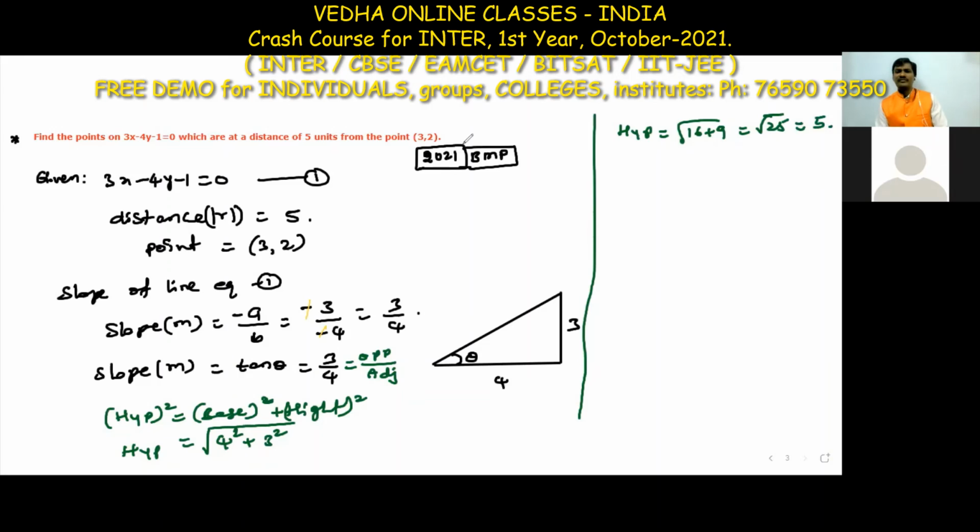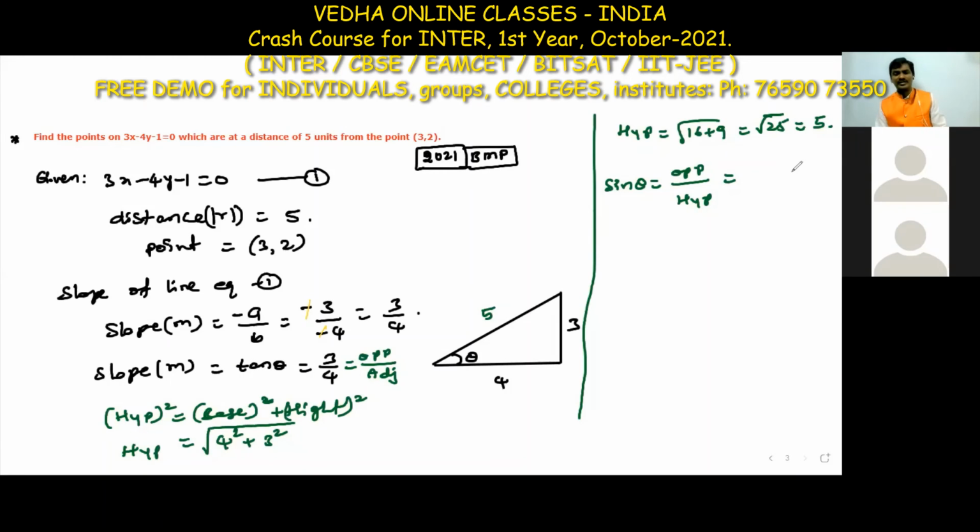From this we can find the sin theta and the cos theta values. Sin theta is opposite by hypotenuse, that is 3 by 5. And what about cos theta? Cos theta is adjacent side by hypotenuse, that is 4 by 5. We know the x1, y1 point, the r value, and sin theta and cos theta.